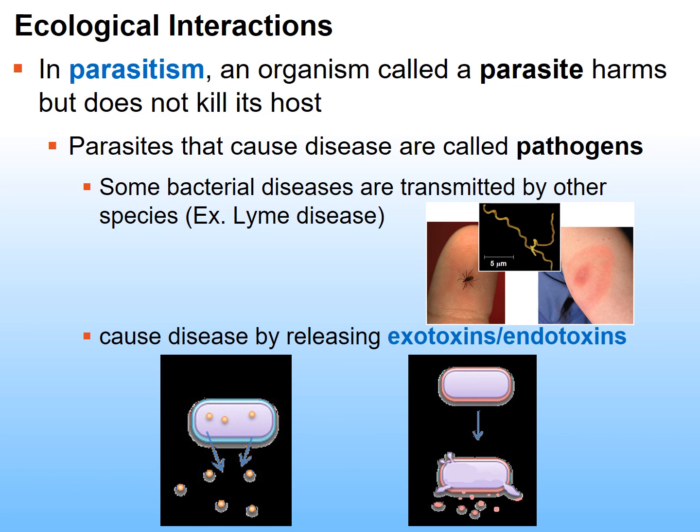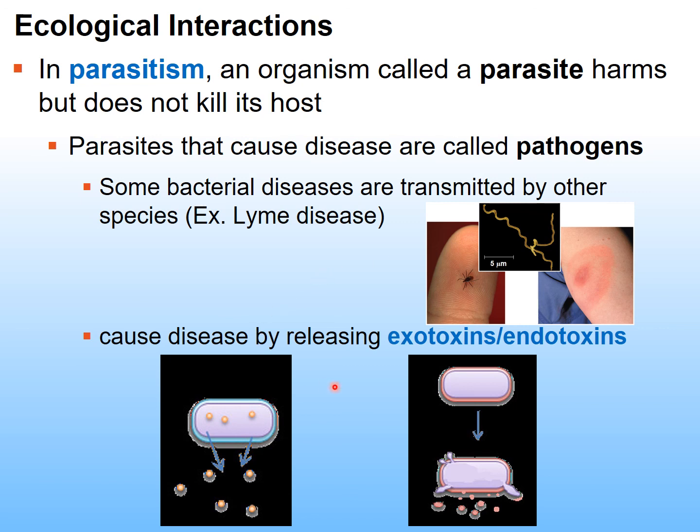So here we have a couple examples, right? So we have Lyme disease. It's caused by a bacteria, which is often transmitted between other species, right? So we are basically the definitive host, or the final host, but the ticks or often mosquitoes are the vector.